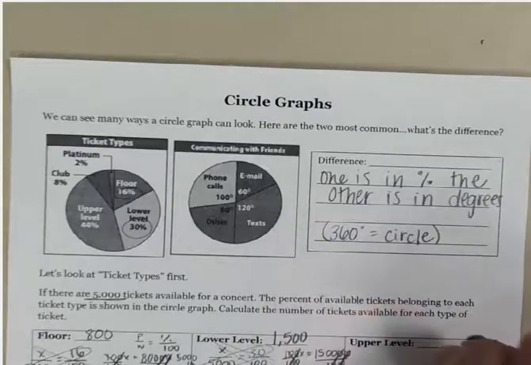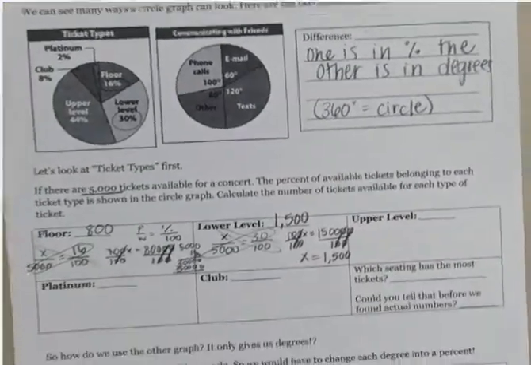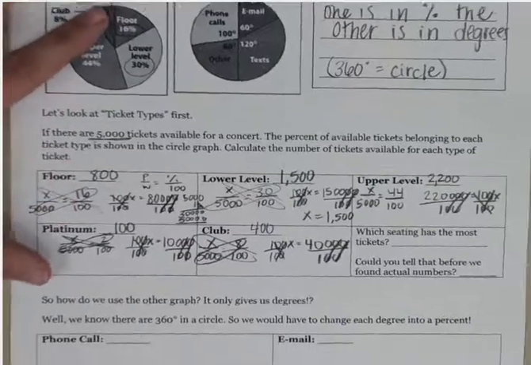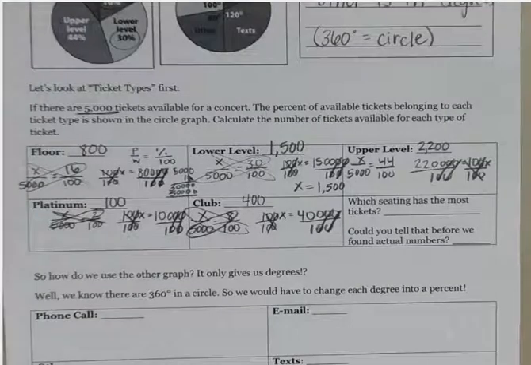Alright, so what I want you to do, I'm so sorry, I wasn't even showing you really the work. I think you saw a little bit of it. If you missed any, I'm really, really sorry. Y'all try upper level, platinum, and club though, and then we'll compare answers. Alright, so if you did all the work correctly, your answer should be the following. Upper level was 2,200, platinum was 100, and club was 400.